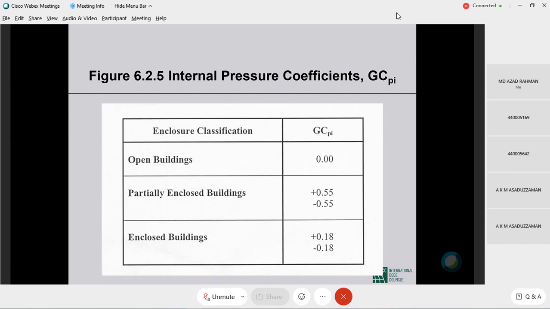Wind gets in, cannot get out. Now, those buildings we design for an internal pressure coefficient of plus minus 0.55. Enclosed buildings are between open buildings and partially enclosed buildings. G times C sub Pi is plus or minus 0.18.